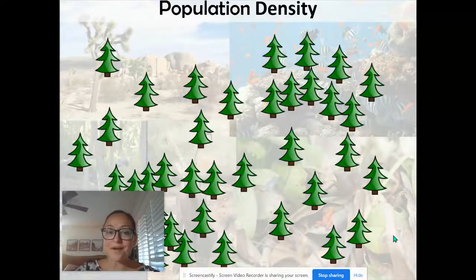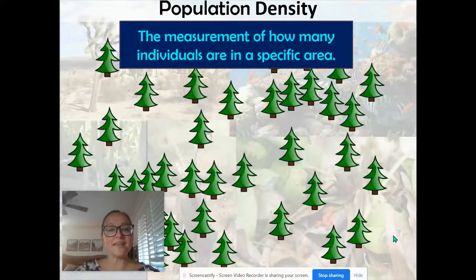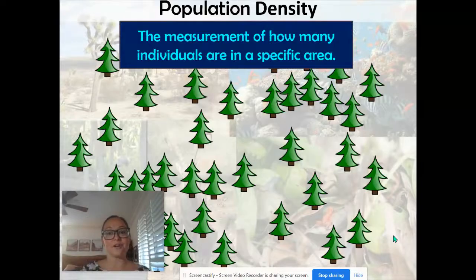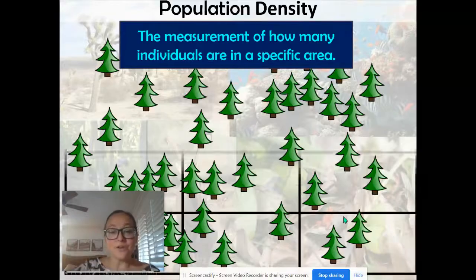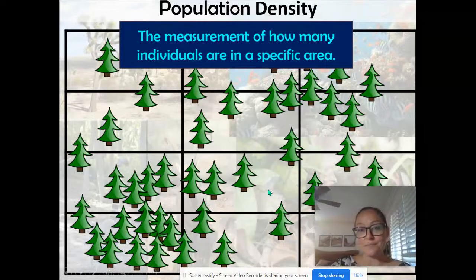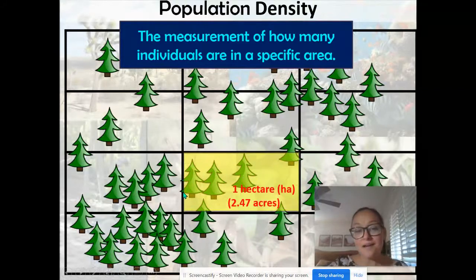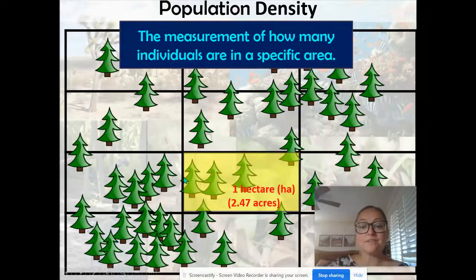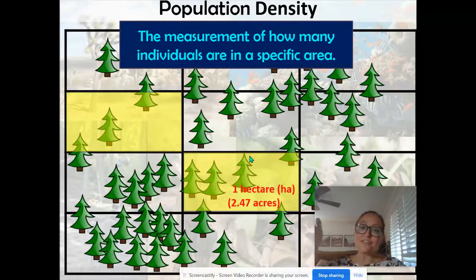So here in population density, we can think about density as a measure of how many individuals are in a specific area. So if I were to add a grid line to this forest, I can estimate population density by taking different samples. For example, if this region represents 1 hectare forest, or about 2.5 acres, you could count how many trees are in that hectare and then find the population density.